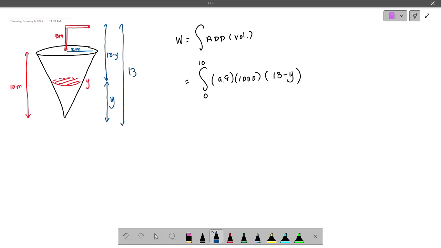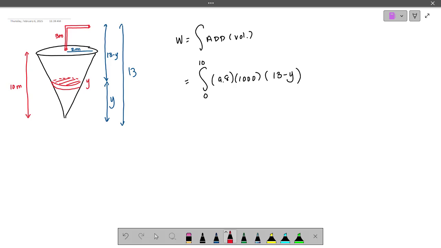Y is the height of that cross-section. 13 is the total distance. So that complementary distance is 13 minus y. That is our second D. Now let's find the volume. Volume is the cross-sectional area multiplied by dy.